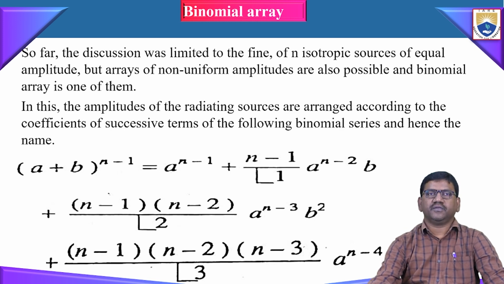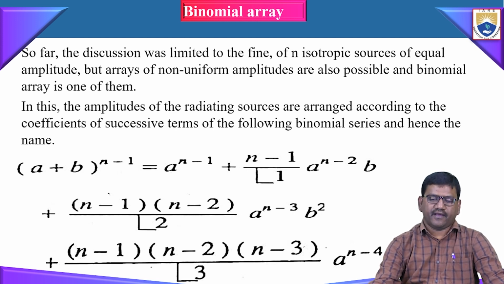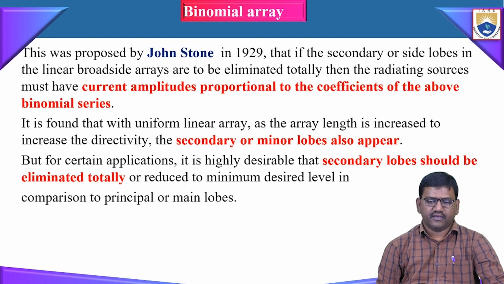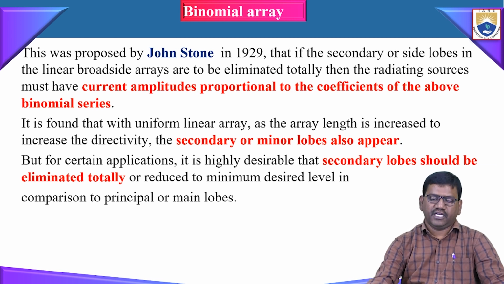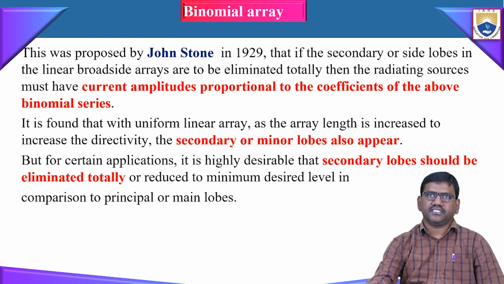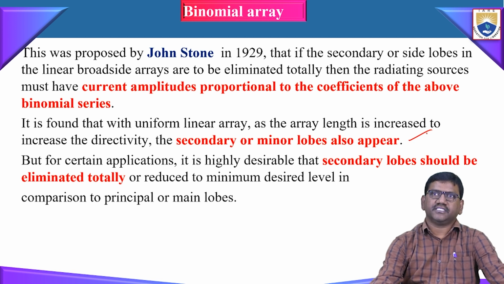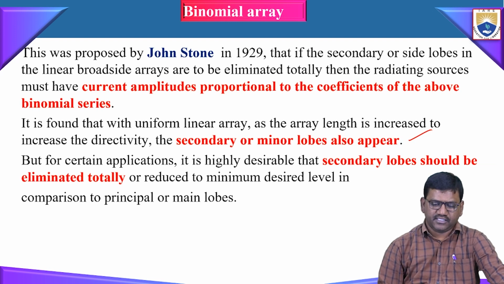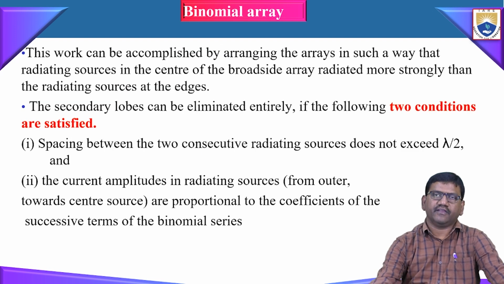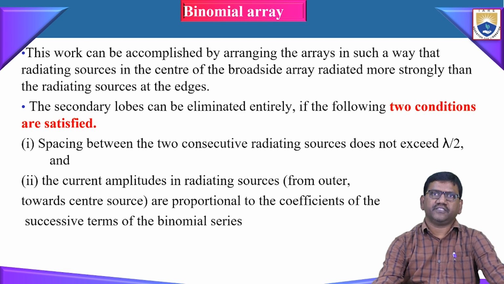Our intention is to eliminate all the minor lobes, or at least reduce the minor lobes in the radiation pattern drawn from an array. So to reduce the minor lobes, we are going for the binomial array. It is found that with a uniform linear array, as the array length is increased for directivity, secondary or minor lobes will appear. But for certain applications, it is highly desirable that secondary lobes should be totally eliminated or minimized to the desired level. So whenever we want to reduce the minor lobes, we need to satisfy two conditions.